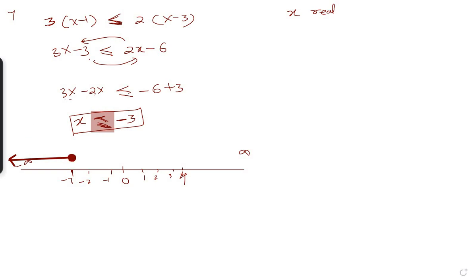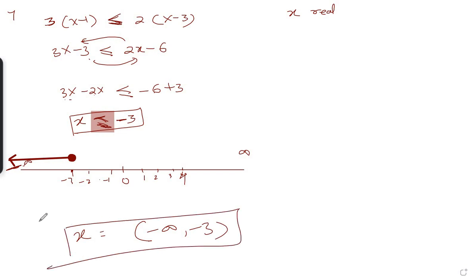And 3 is included. So another way of writing the answer is minus infinity, because this is minus infinity, to minus 3, and open brackets. For real numbers, we don't use curly brackets.